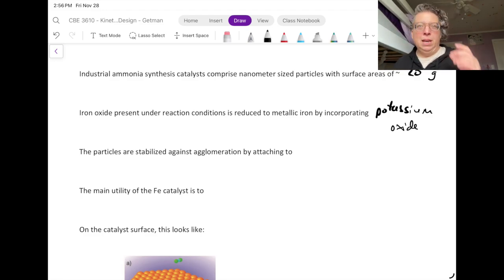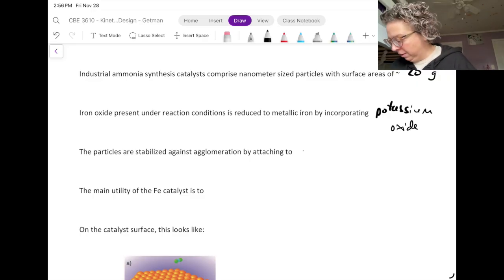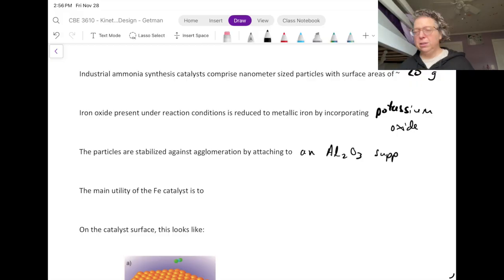Another issue with the Haber-Bosch process is that it occurs at high temperature and pressure, and typically at high temperature and pressure, metallic nanoparticles are going to want to sinter, which means they're going to want to combine with each other. This is prevented by attaching them to a supporting material, specifically an alumina support is used. So these little nanoparticles are grafted along the alumina support where they bind pretty strongly, and this prevents them from combining with each other. So this is part of what maintains the large surface areas.